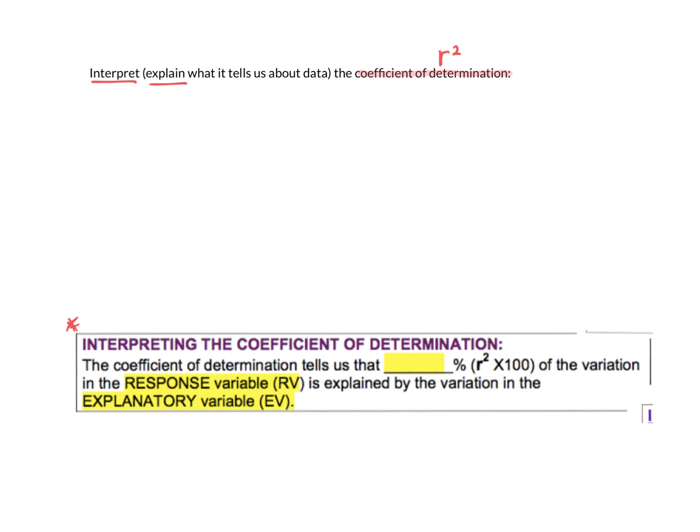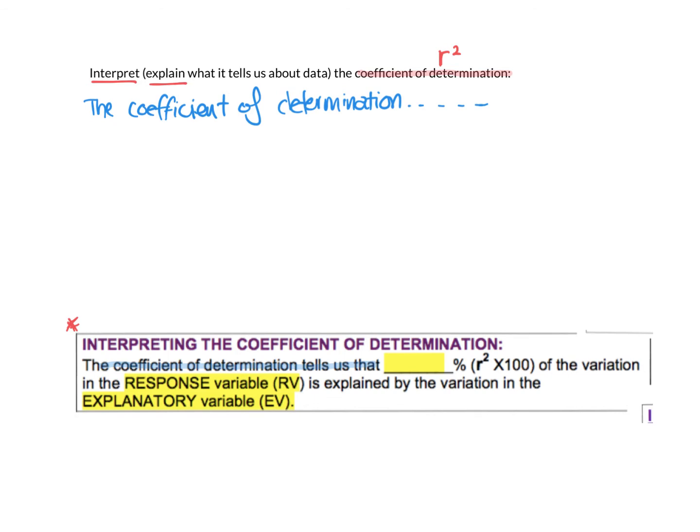So I'm going to write this out. I would write: the coefficient of determination tells us, so you just write all this. I'm not going to write it out, I'm going to use this template, but you would write this out. So you see it, it's down here. You'd write this out, tells us that. Now this in the yellow is where you're going to change it.